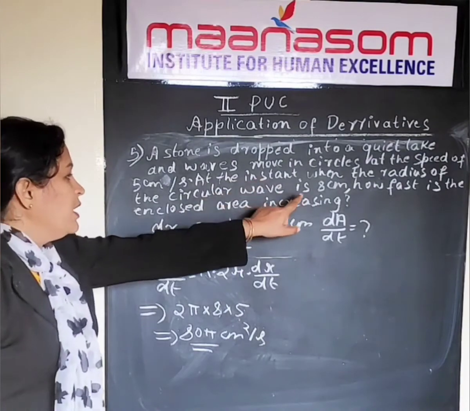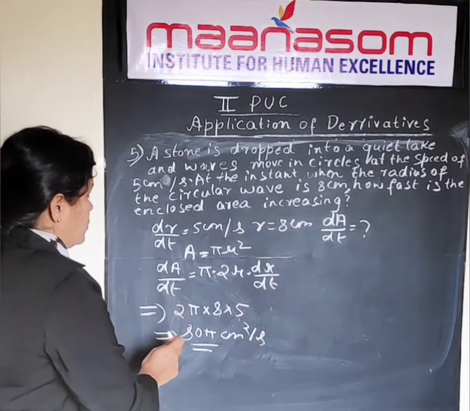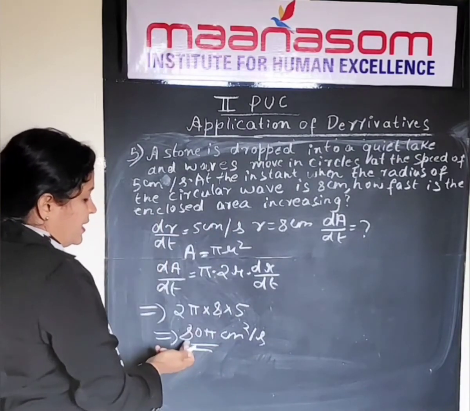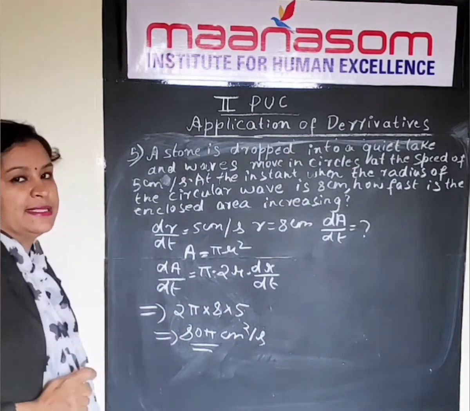So they have asked us the question, how fast is the enclosed area increasing? So the enclosed area is increasing at the rate of 80 pi centimeter square per second. So this is the answer.